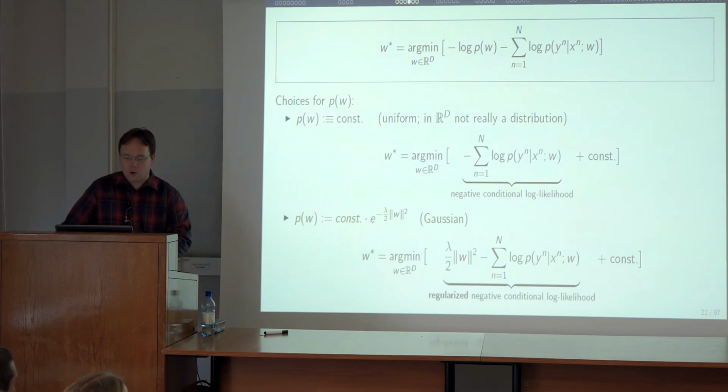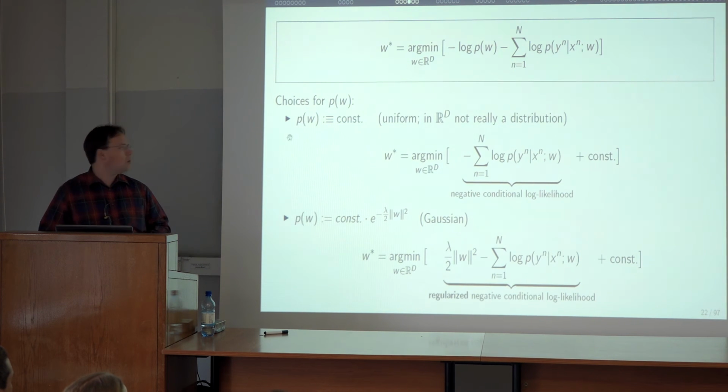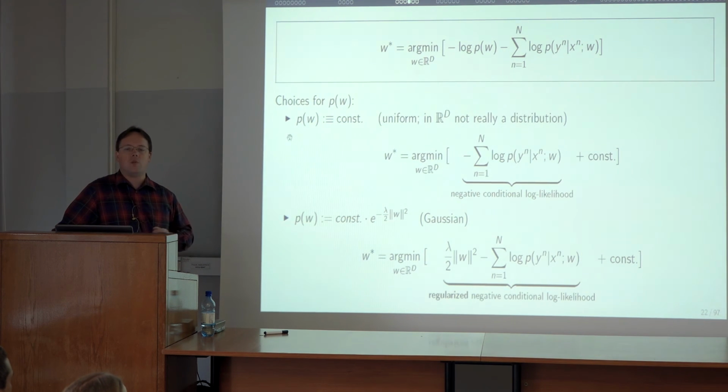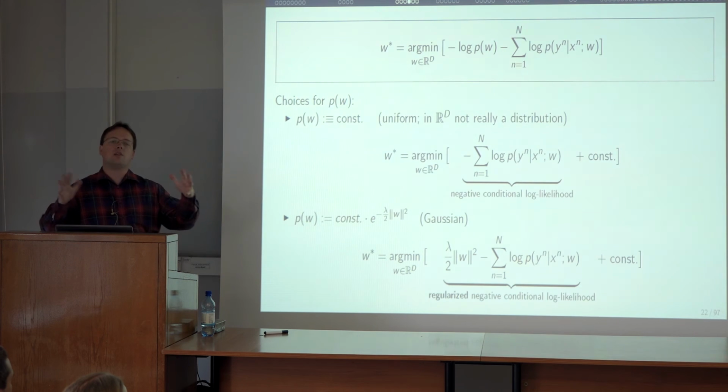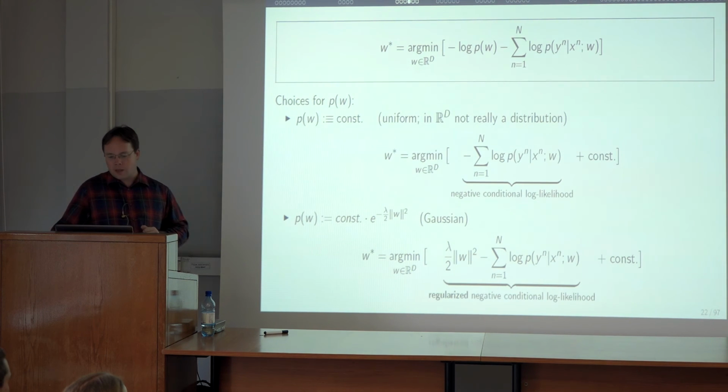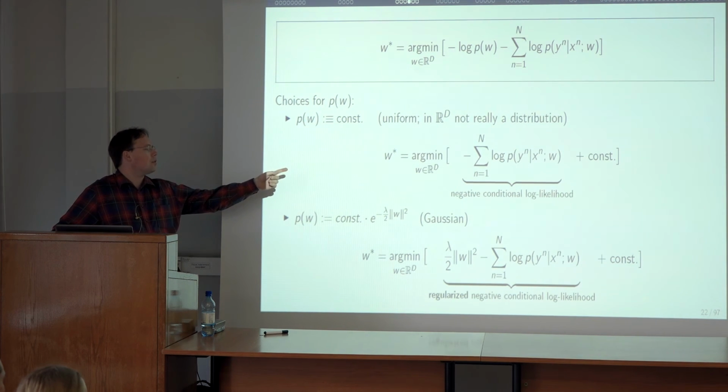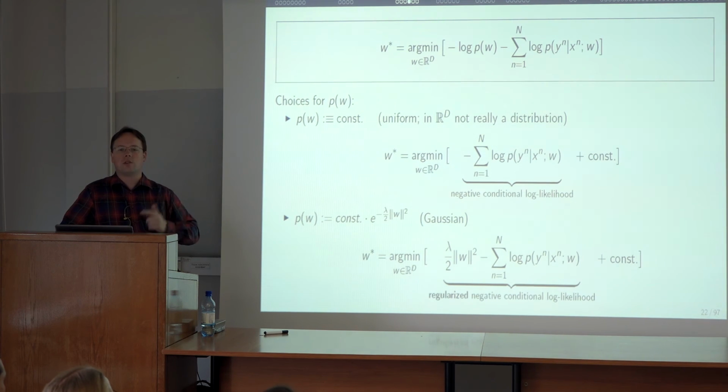So, one choice of prior for W: let's make it constant, so all weight vectors are equally likely. That might not be a distribution if your weight vector ranges over all of R^D, but we can just say it's in a certain ball region. Then this is a proper distribution, and it tells us that the optimal weight vector is obtained by minimizing the negative conditional log likelihood plus a constant. The constant doesn't matter for optimization, so it will be the same as the maximum likelihood solution.